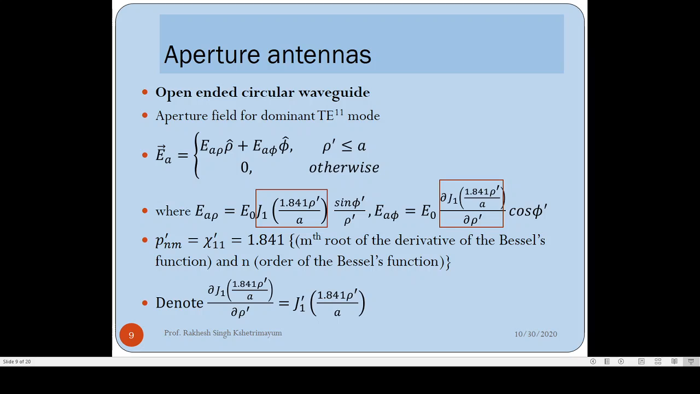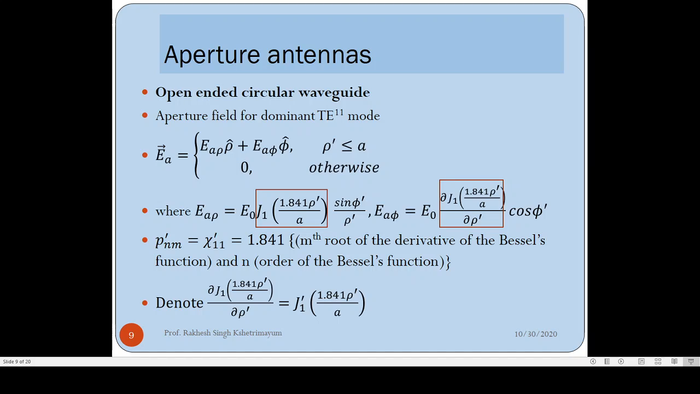And this is a standard value you have for the first root of the derivative of the first order Bessel's function of first kind, which is basically 1.841. And this is the smallest root, that's why it has the dominant mode as TE11 mode. These roots will decide what kind of modes will be propagating inside the waveguide, and for the dominant mode the root we are considering is psi 11 dash and it is 1.841. This is the smallest value, that's why it will have the lowest cutoff frequency inside the waveguide.